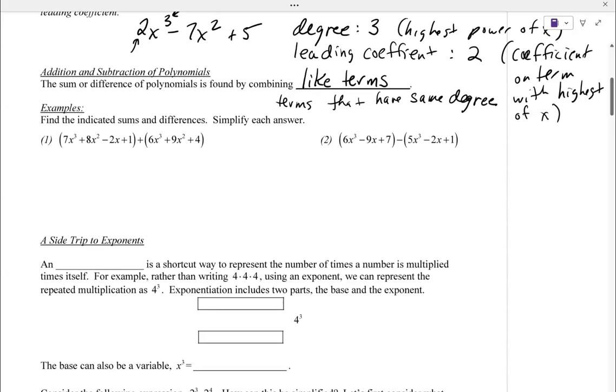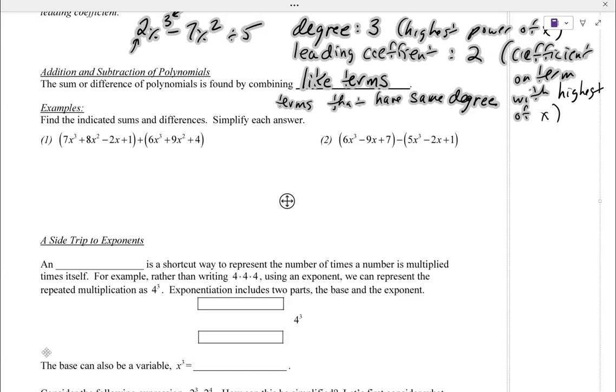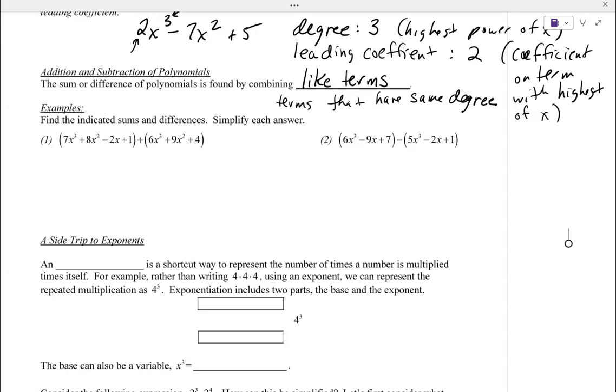We've got this polynomial, the 7x cubed plus 8x squared minus 2x plus 1, added to the polynomial 6x cubed plus 9x plus 4. Okay. First, let me just ask you the individual questions we mentioned a minute ago. For this first polynomial, the degree is 3, and the leading coefficient would be 7. Good. For the second one, the degree is 3 again, right? That's the highest power, and the leading coefficient for that one is 6. Good. You get the hang of that.